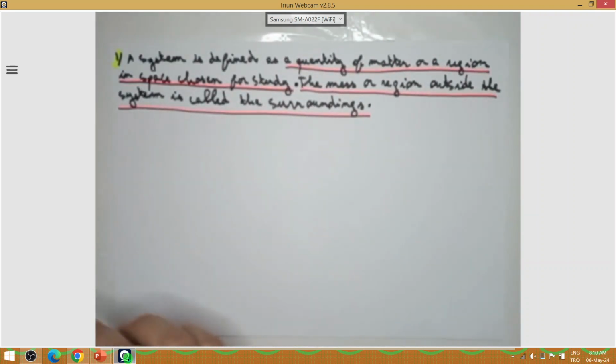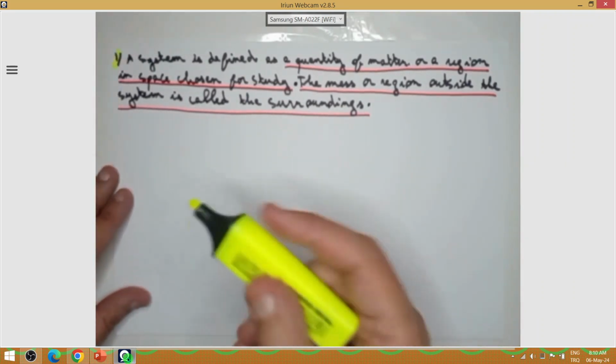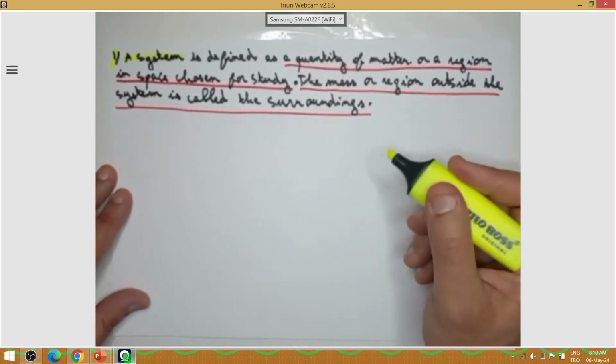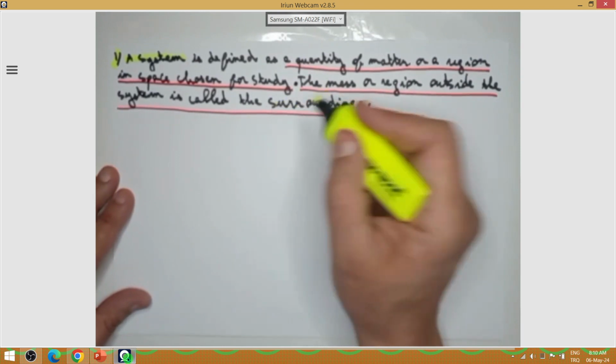And here I think that we have two keywords. We have the keyword system, which I should highlight, and we have another keyword, which is surroundings.